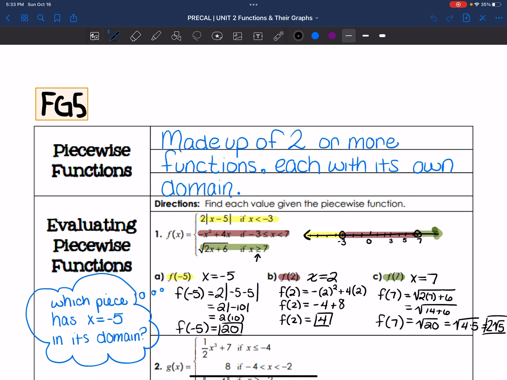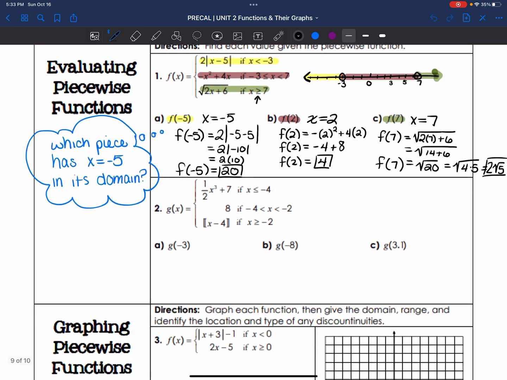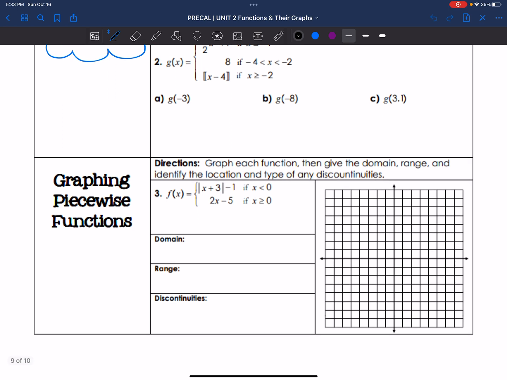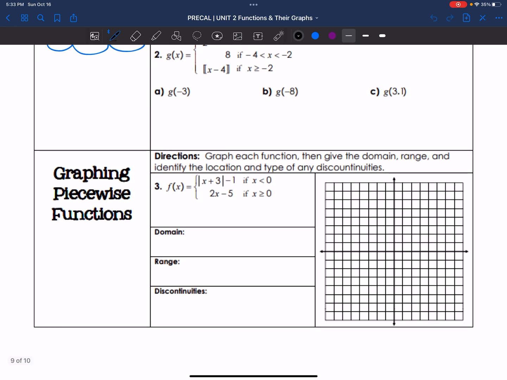We are in part 2 of our discussion on piecewise functions, and we are looking at graphing them and finding out if we have any discontinuities. So let's go ahead and begin here with this example. We're asked to graph each function, then give the domain, range, and identify the location and types of any discontinuities.